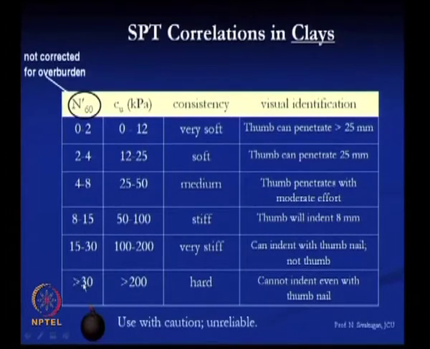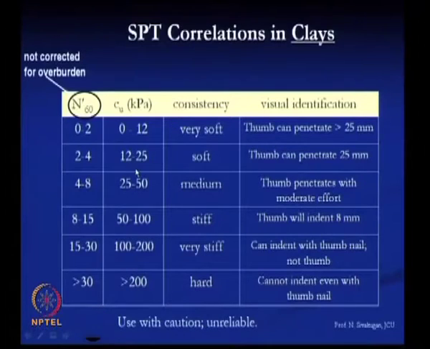If this N value is greater than 30 and Cu value is greater than 200, then the soil is hard. These are the conditions by which we can identify this soil. Now, these correlations or values we have to use with caution, because this is sometimes not true. So, we have to perform other tests also to verify these correlations or values.